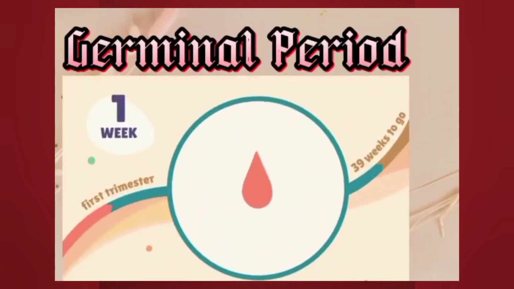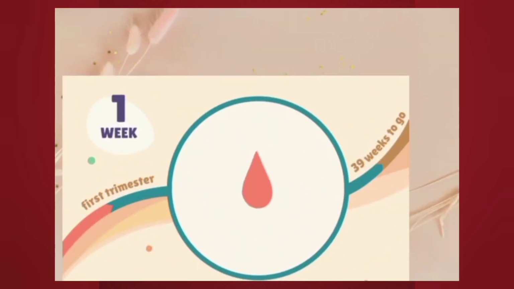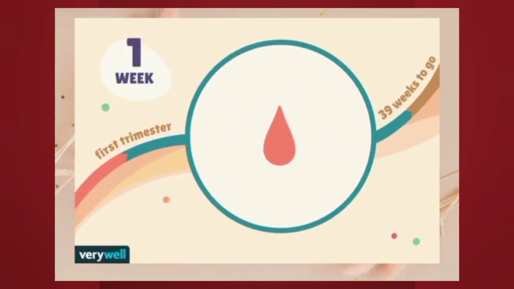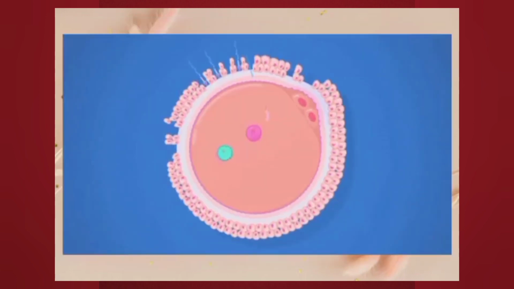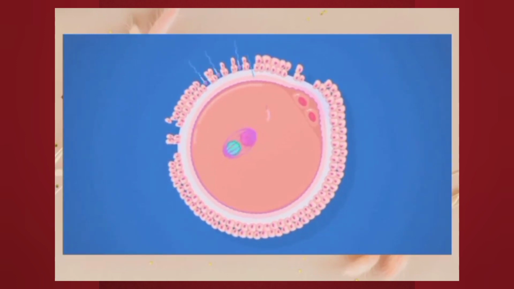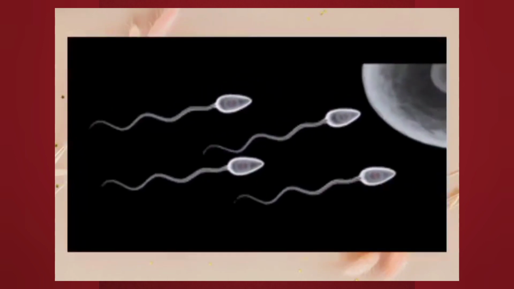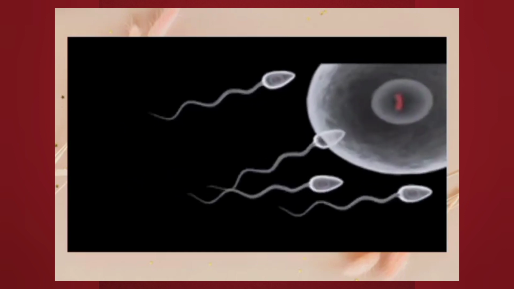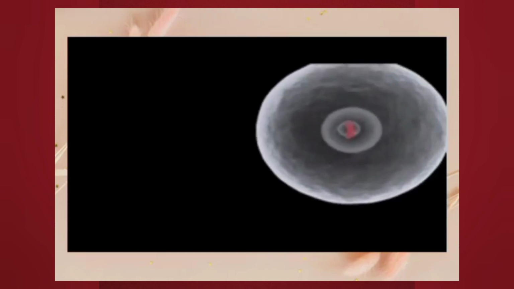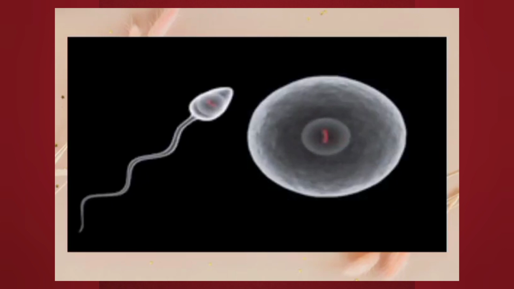The germinal period lasts from conception to implantation of the zygote in the lining of the uterus. During the first week after conception, the zygote divides and multiplies, going from 1-cell structures to 2 cells, then 4 cells, then 8 cells, and so on. After the zygote divides for about 7 to 10 days and has 150 cells, it travels down the fallopian tube and implants itself in the lining of the uterus.